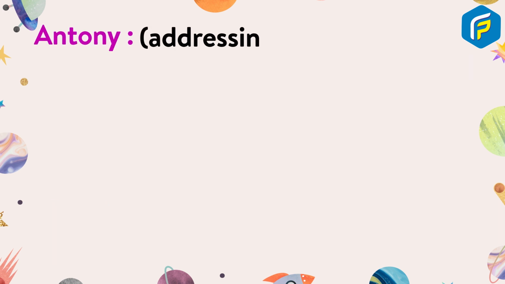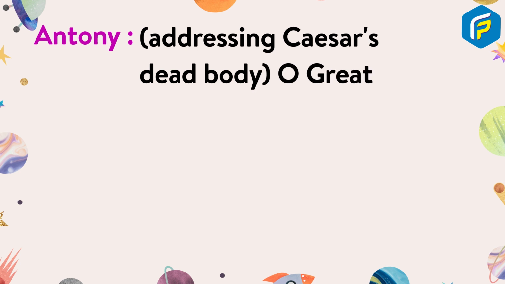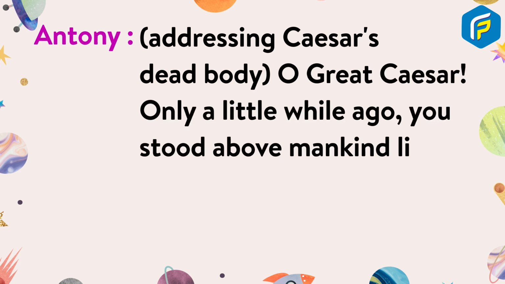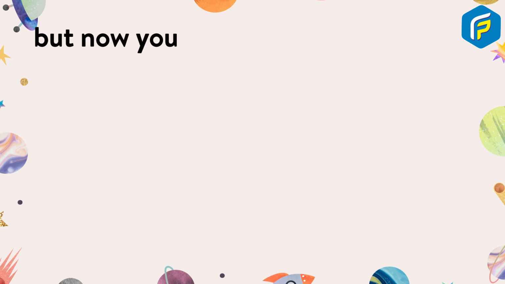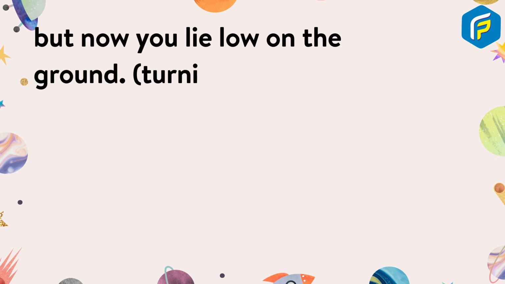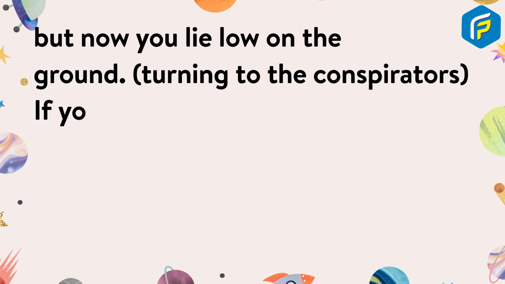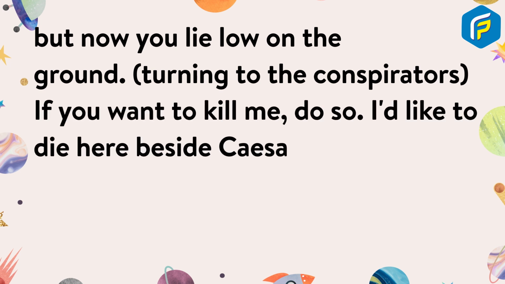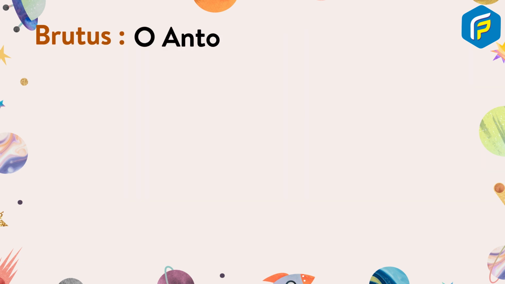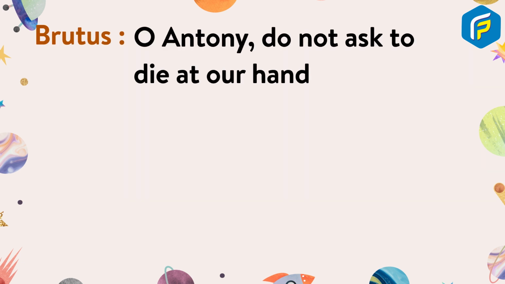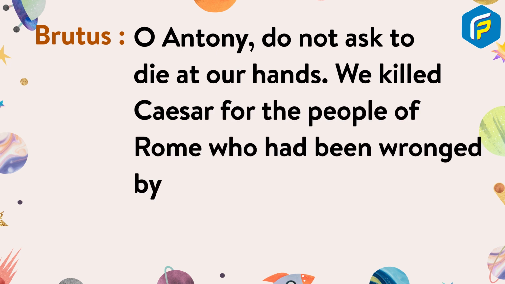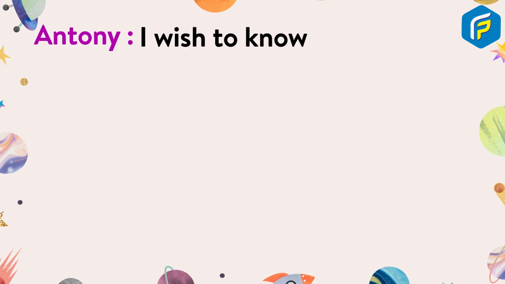Antony, addressing Caesar's dead body: Oh great Caesar, only a little while ago you stood above mankind like a tower, but now you lie low on the ground. Turning to the conspirators: if you want to kill me, do so. I'd like to die here beside Caesar. Brutus: oh Antony, do not ask to die at our hands. We killed Caesar for the people of Rome who had been wronged by Caesar's tyranny. Antony: I wish to know no more.